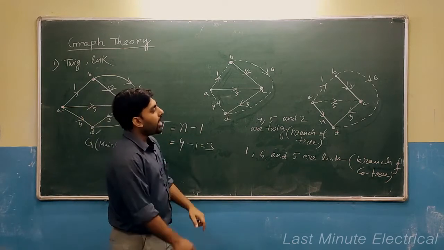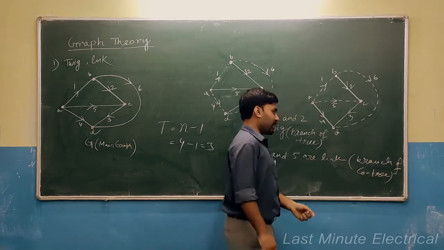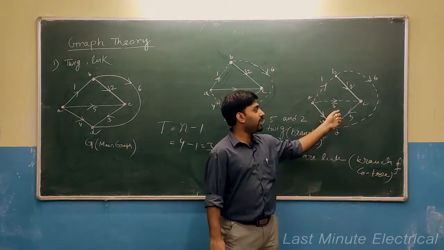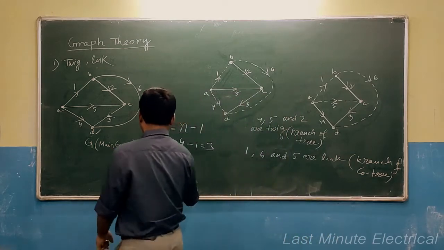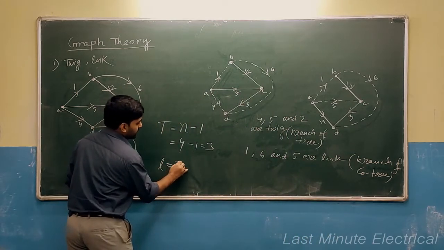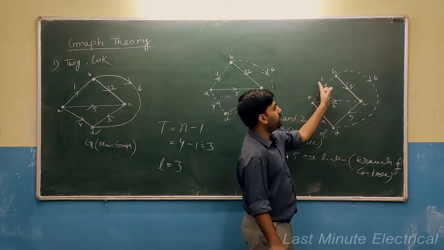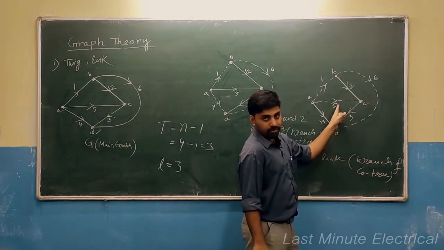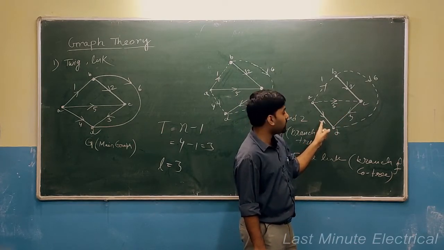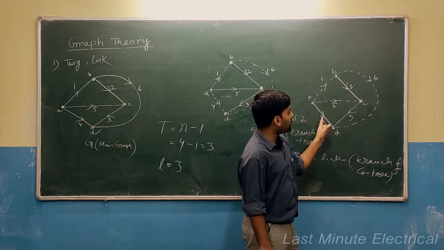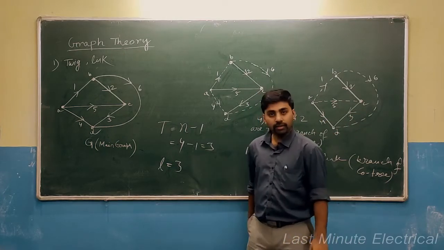Okay. Now if I assume the number of links is equal to L, then how many links can you see here? 1, 2, 3. 3 links you can see here. So here the number of links is equal to 3. Clear? The number of links is equal to 3, that is 1, 6 and 5. The number of twigs is also 3, that is n minus 1, 4 minus 1 is equal to 3. The twigs are 4, 3, 2. So the total number of twigs is also 3.